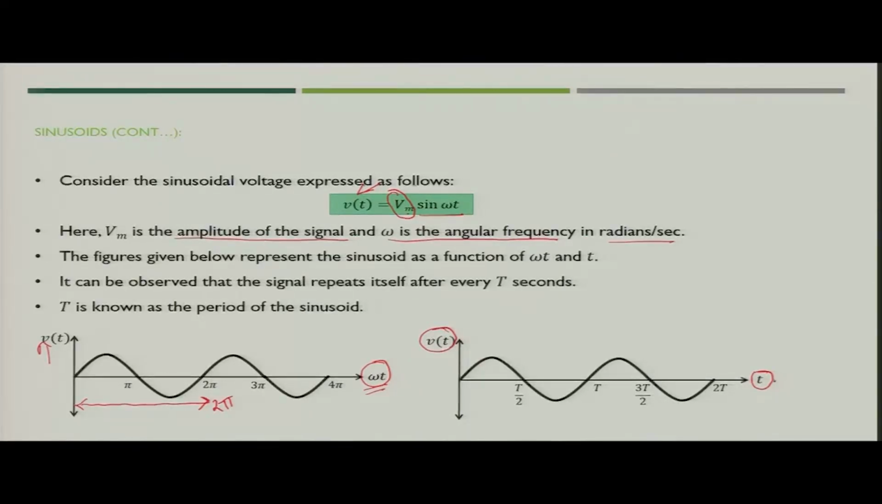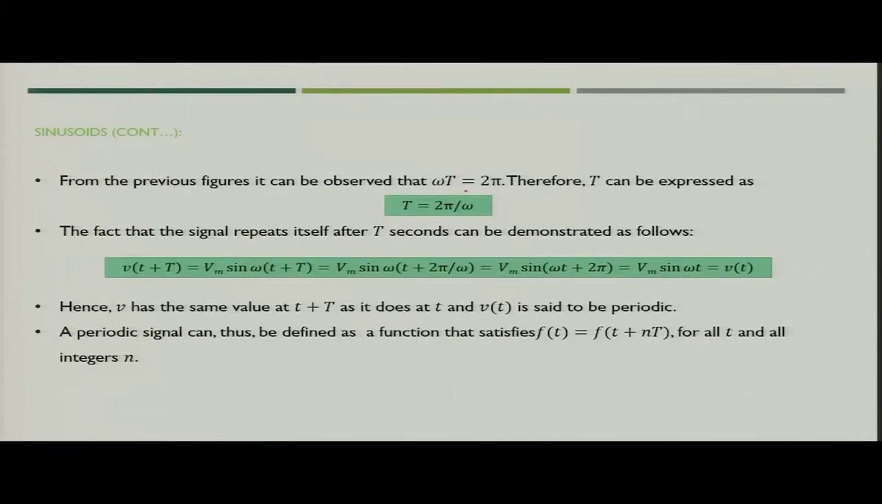Similarly, if you see the time variation, you will see that the signal is repeating again after the time t. So, what is capital T? Capital T is called the time period of the sinusoid, and after every time period the sinusoid is repeating itself. So, what can we get from these two figures? If you compare both of the figures, we see that omega into capital T is nothing but 2 pi.